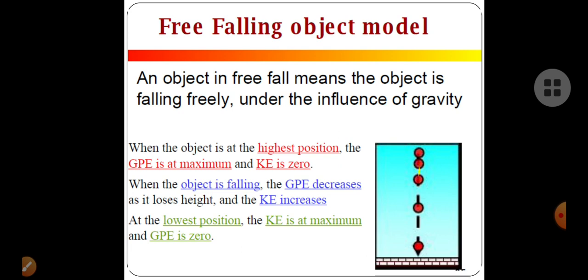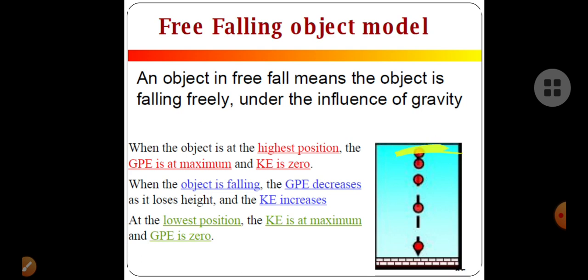But when this object starts falling, what happens? The gravitational potential energy goes on decreasing because its height from the ground level is decreasing. And as we know, gravitational potential energy is directly proportional to the height of the object from the ground level. So its gravitational potential energy is decreasing, but since it gains some velocity, its kinetic energy starts increasing and the total sum of energy remains constant. In the same way, as it comes down, just a moment prior to hitting the ground, its potential energy is zero, but as it has gained a lot of velocity, its kinetic energy is maximum when it reaches the ground.